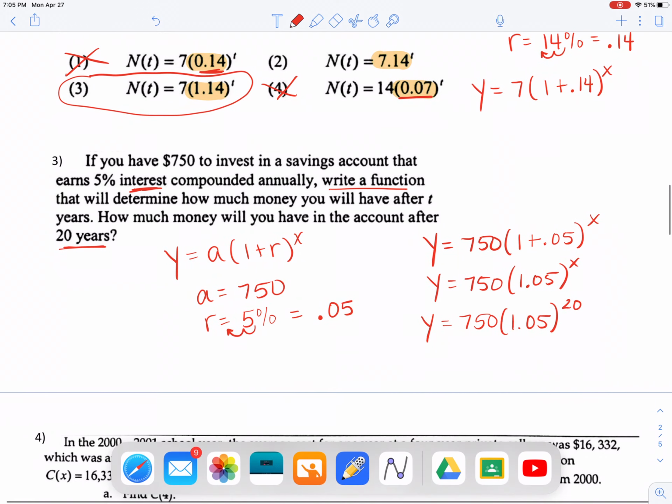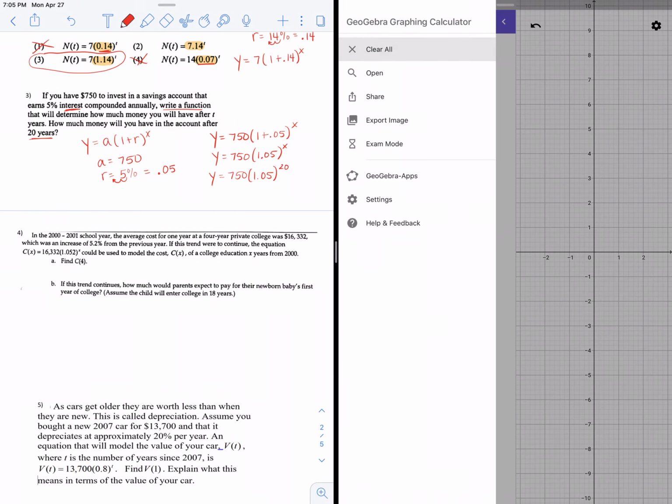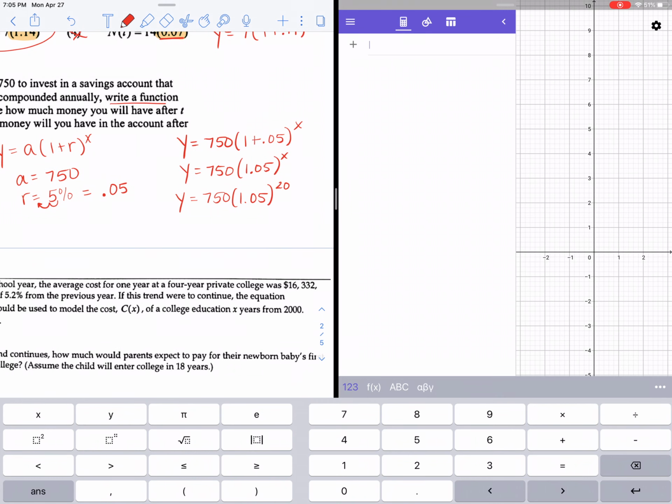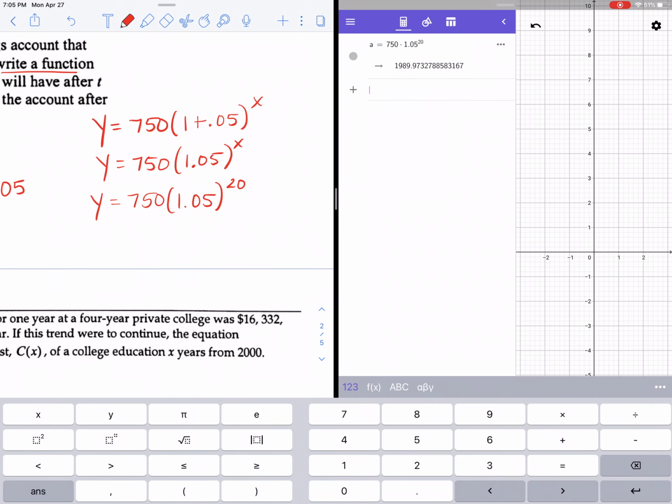So $750 times 1.05 to the 20th power. And when it's money, we will automatically round to the nearest cent and get $1,989.97. Final answer. Okay?